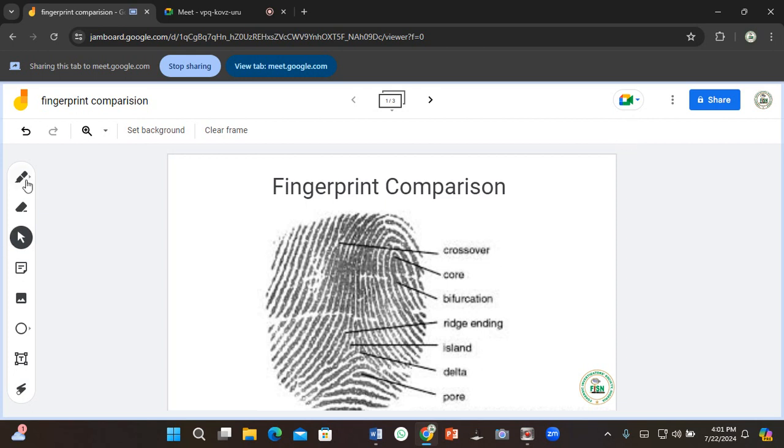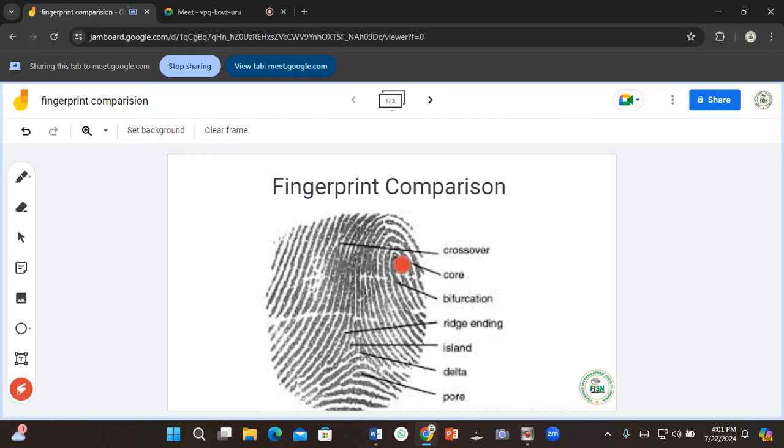For example, we have what we call the core. This is the core. The core is the center of the print. Now, you may be wondering why this is somehow by the side of the print. Yes, it's because this is not a full print. So at times you may have a partial print where you don't have the full print. So this is a partial print and this is the core.